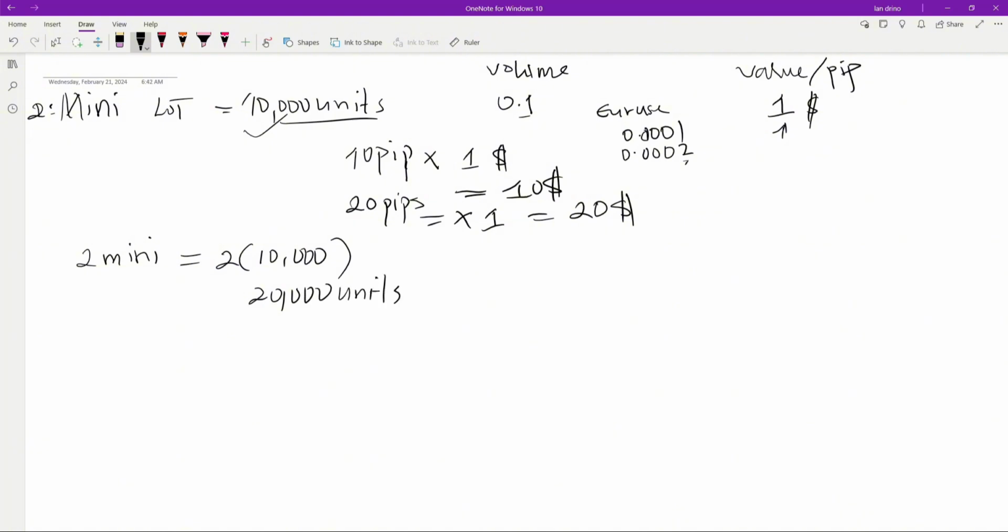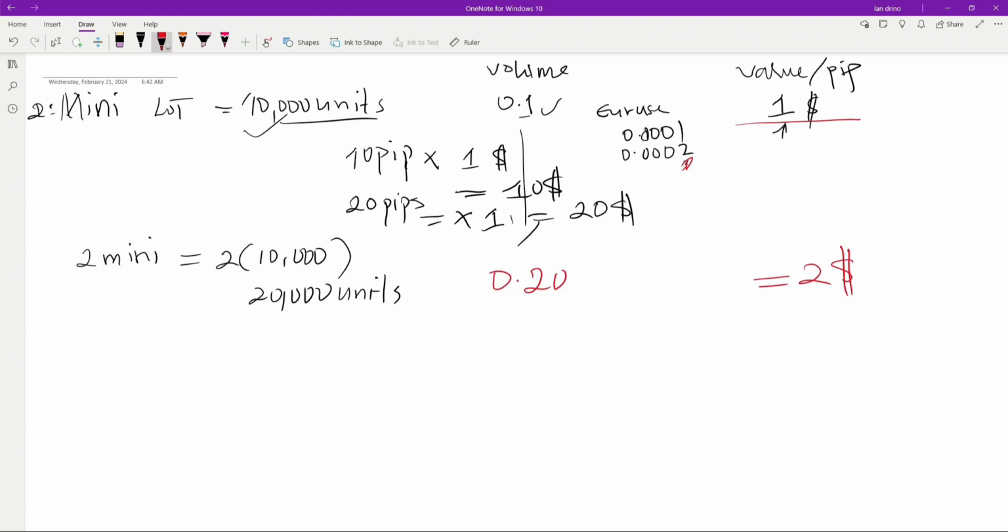Okay, now if you are trading 1 mini and the volume is 0.10, now what if you are trading 2 minis? The volume is going to be 0.20. Okay, if 1 mini is 0.10, 2 minis will be 0.20. Is that clear? Now the value per pip for 1 mini is $1. The value per pip for 2 minis will be equivalent to 2 times 1, which is $2, which means every time the market increases by a single pip, you are going to be making $2 if you are trading 2 minis.